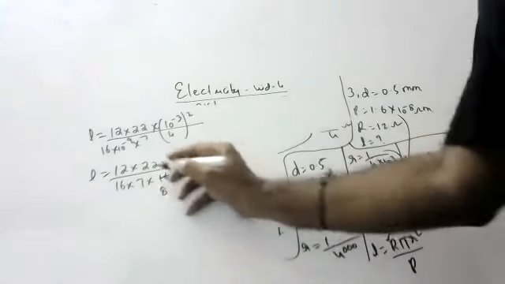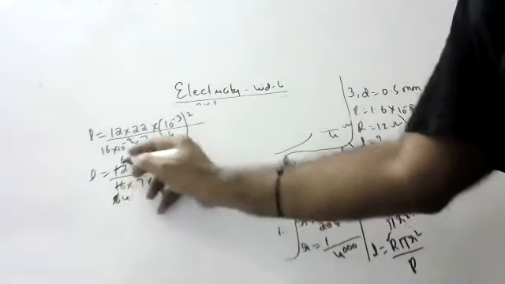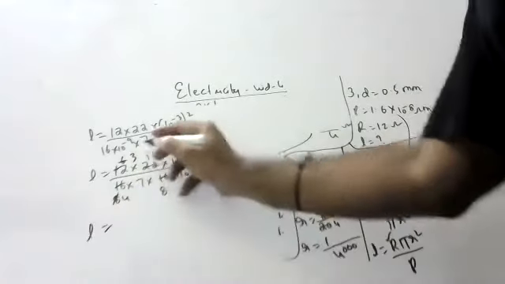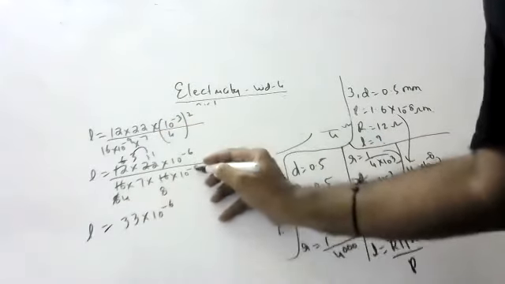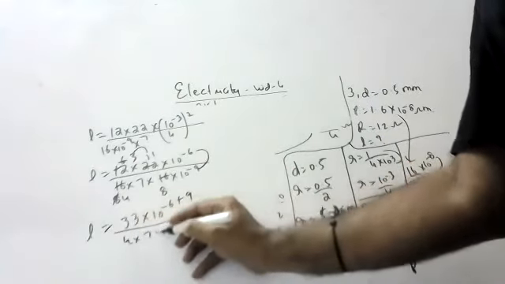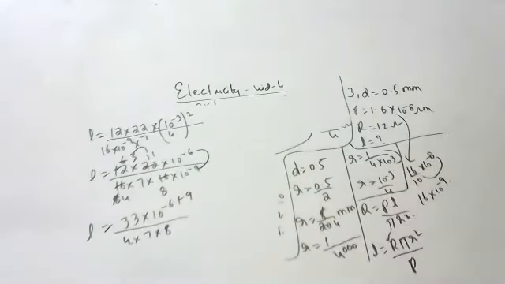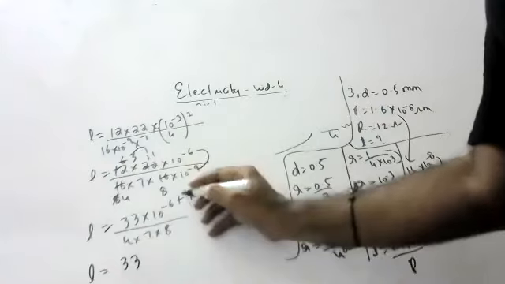So 2 8s are 16, 2 11s are 22, 2 6s are 12, 2 4s are 8, 2 3s are 6. So length is equal to 11 3s are 33, children, into 10 to the power of minus 6. This minus 9 goes up as plus 9, by 4 into 7 into 8. So we have to keep on doing this, children. Still, okay, 33 here, 9 minus 6 is 10 to the power of 3.